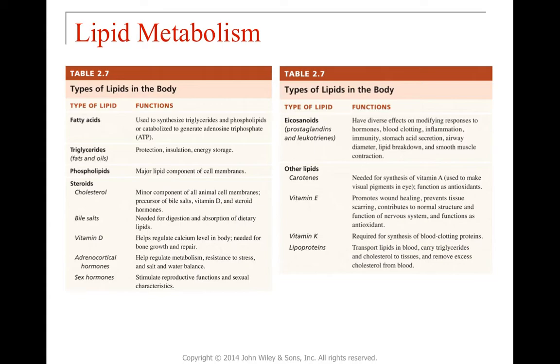So fatty acids are going to be the main component of triglycerides and phospholipids, which are going to be, again, a phospholipid bilayer in your membrane, etc. They can also be broken down to make ATP, right? Because, again, that P is going to be used.